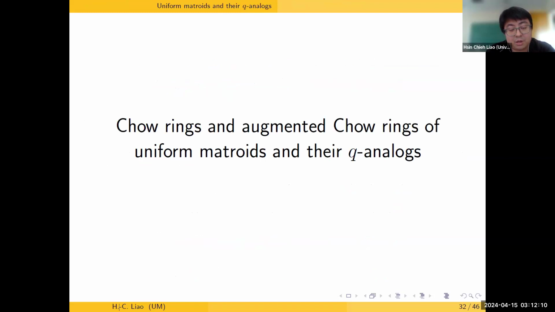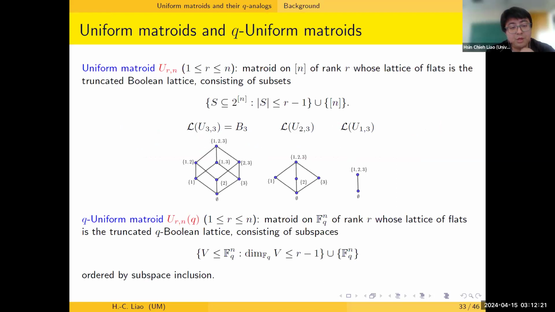So now let's look at the Chow ring and augmented Chow ring of the uniform matroid and its q-analogs. This is kind of a generalization of a Boolean matroid. The uniform matroid, we denote as U_{r,n}, where r is the rank. It's a matroid on the set 1 through n with rank r, whose lattice of flats is the truncated Boolean lattice consisting of subsets with cardinality at most r minus 1, and then you join with the top element. So for n equal to 3, the lattice of flats of U_{3,3} is just a Boolean lattice, like this. And that is the lattice of flats of U_{2,3}. For U_{2,3}, you truncate these lines, so you get this. And U_{1,3}, you truncate one more, so you just have these.